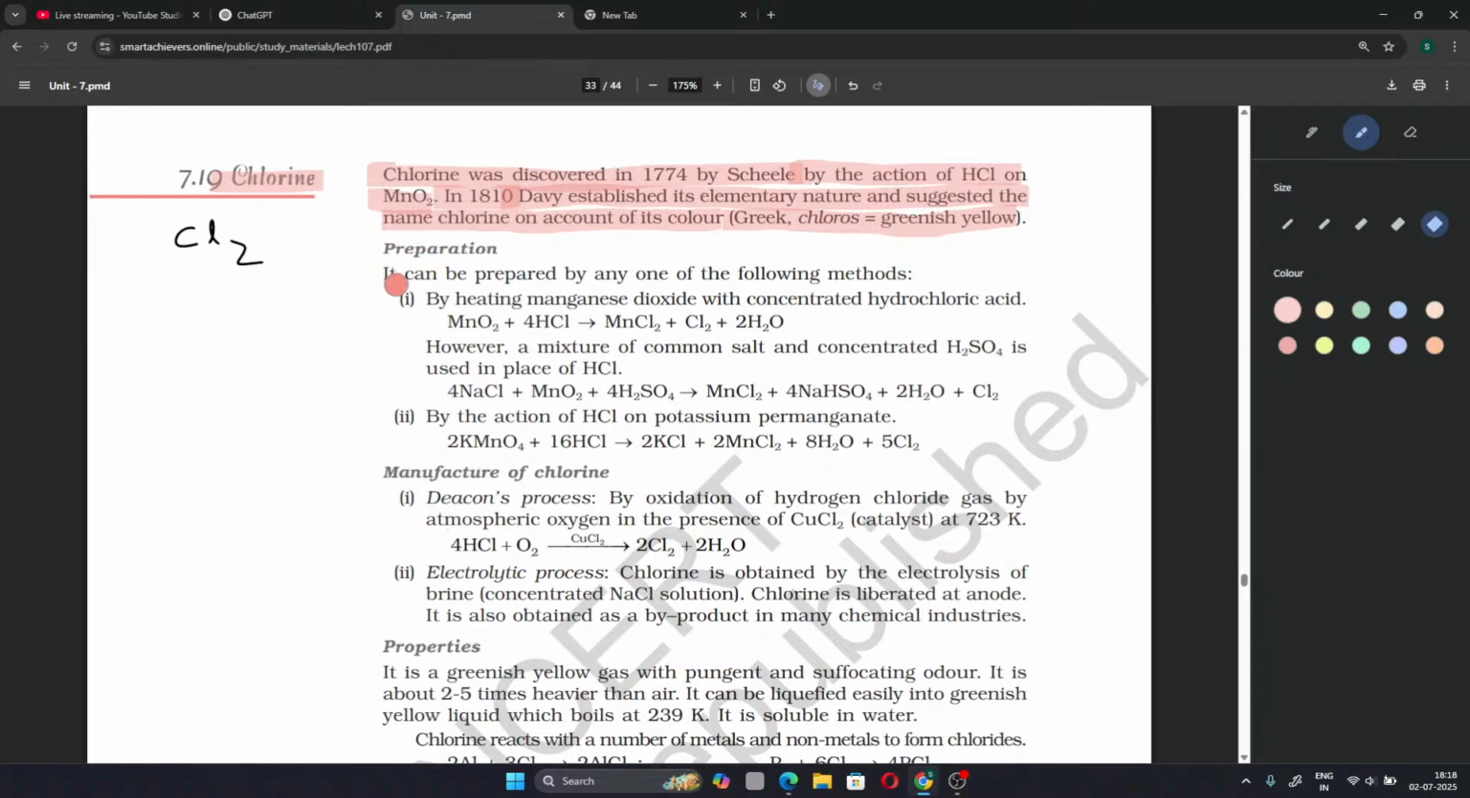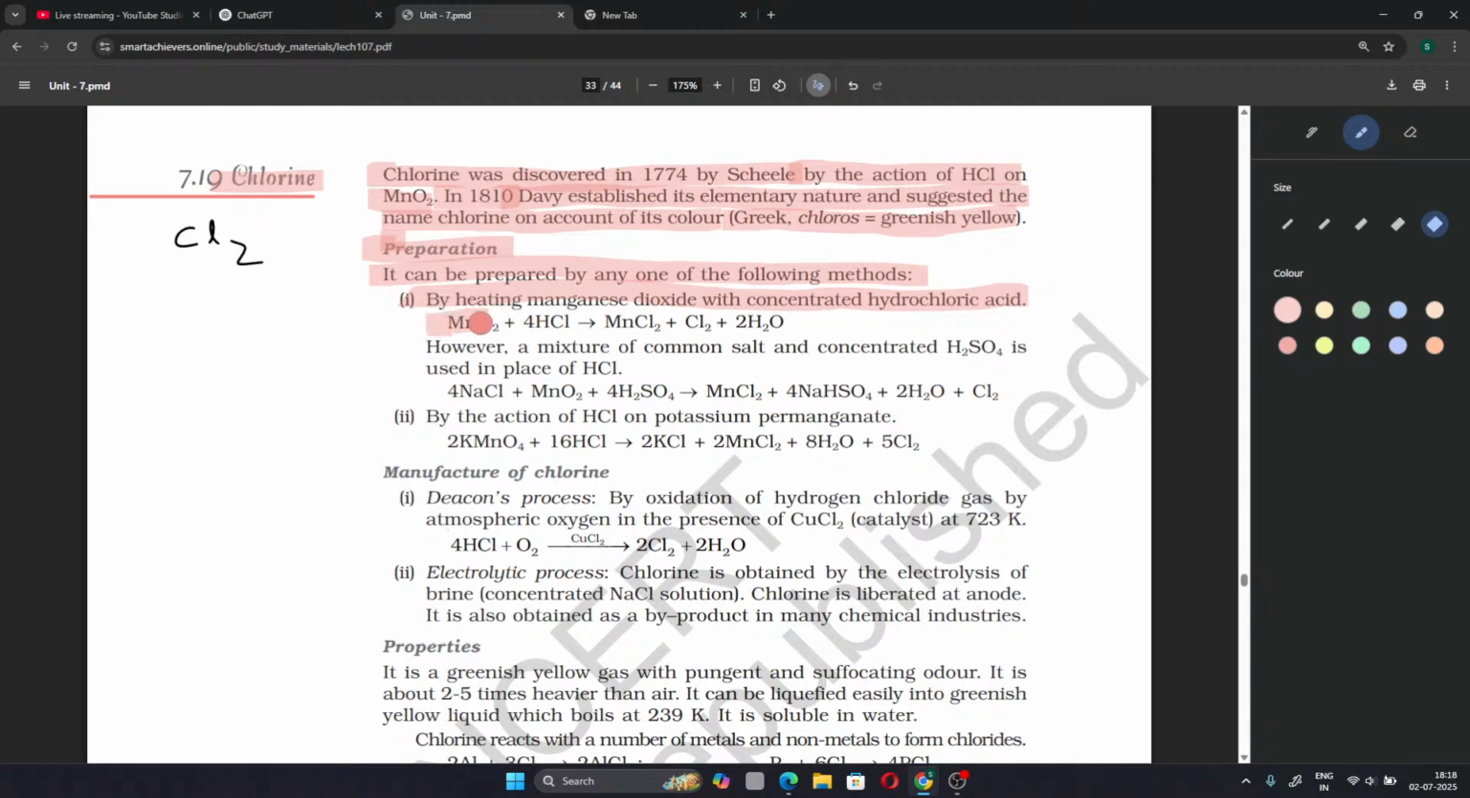Chlorine was discovered by Scheele and named by Davy in 1810. Preparation: it can be prepared by any one of the following methods. The first method is heating manganese dioxide with concentrated hydrochloric acid. This is also how it was actually discovered.